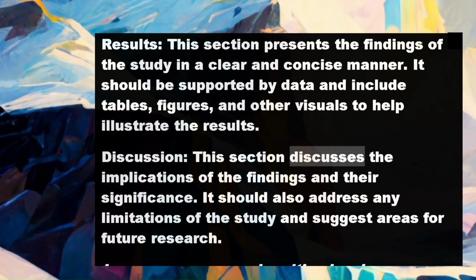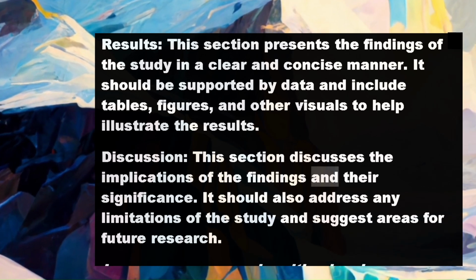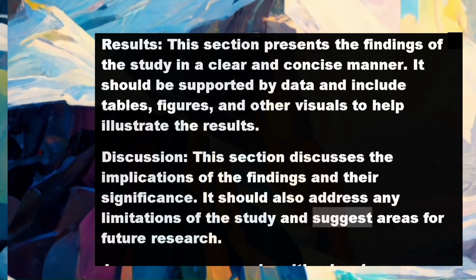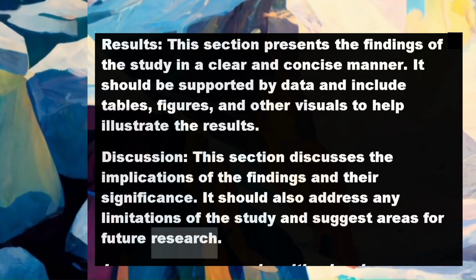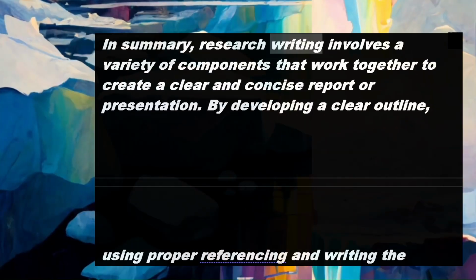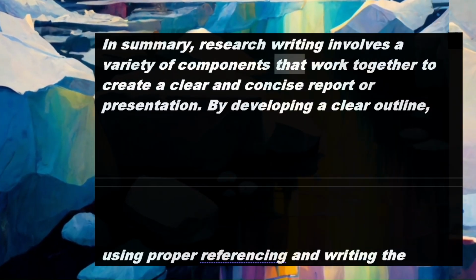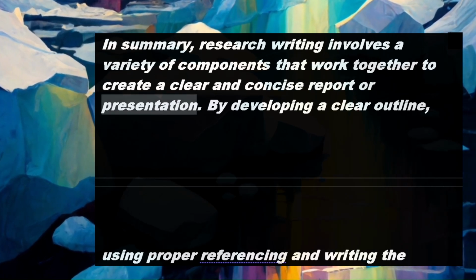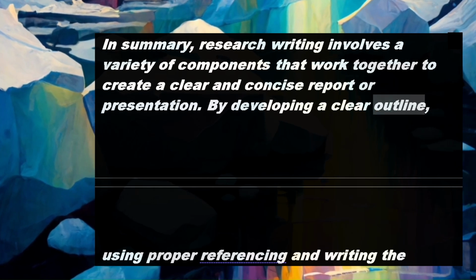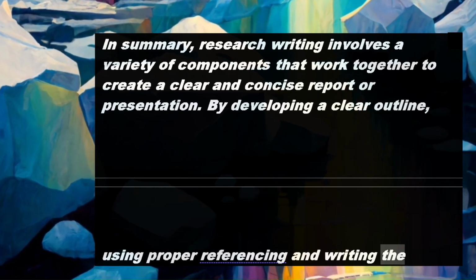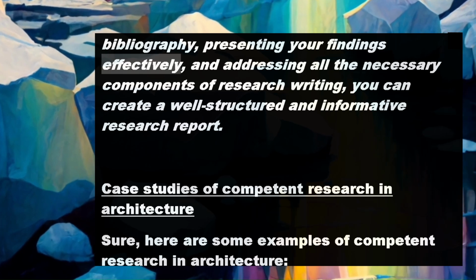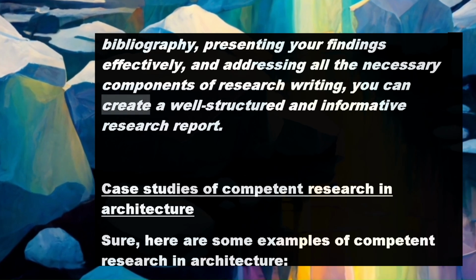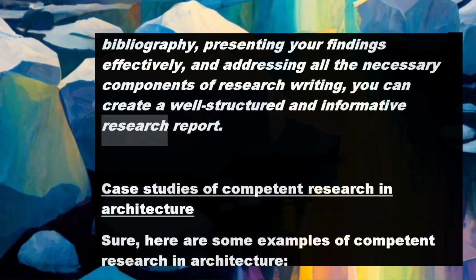Discussion. This section discusses the implications of the findings and their significance. It should also address any limitations of the study and suggest areas for future research. In summary, research writing involves a variety of components that work together to create a clear and concise report or presentation. By developing a clear outline, using proper referencing and writing the bibliography, presenting your findings effectively, and addressing all the necessary components of research writing, you can create a well-structured and informative research report.